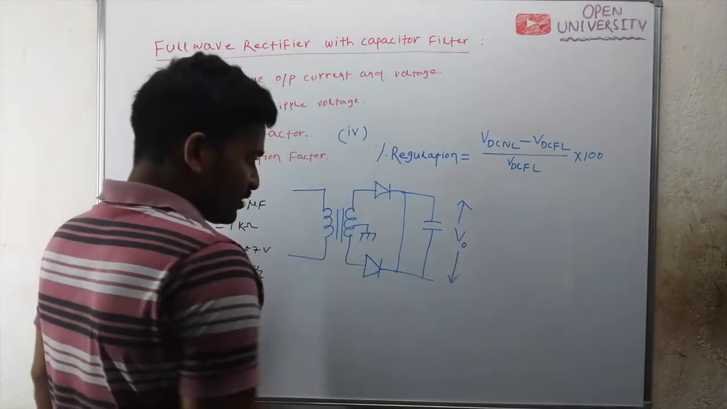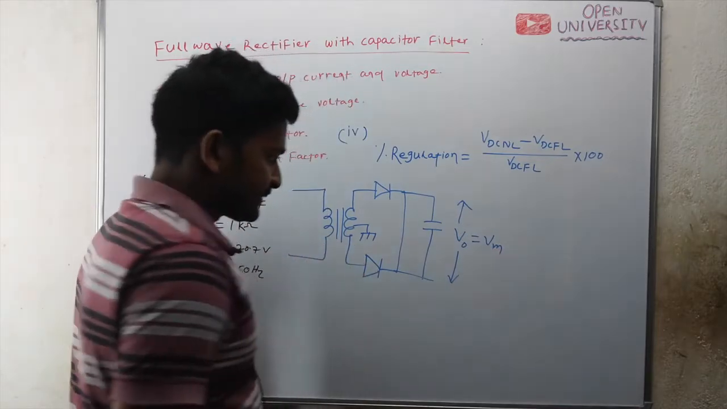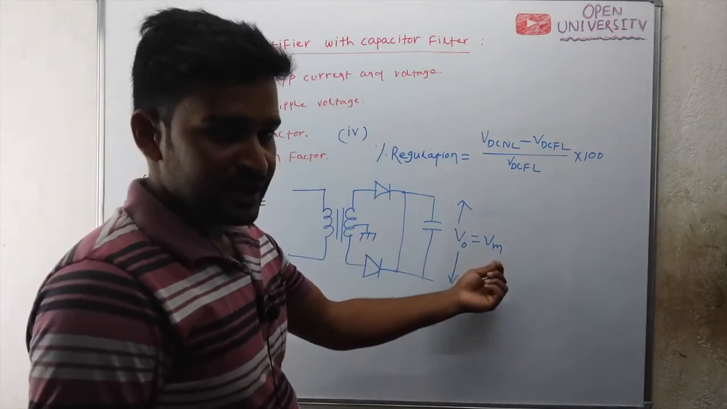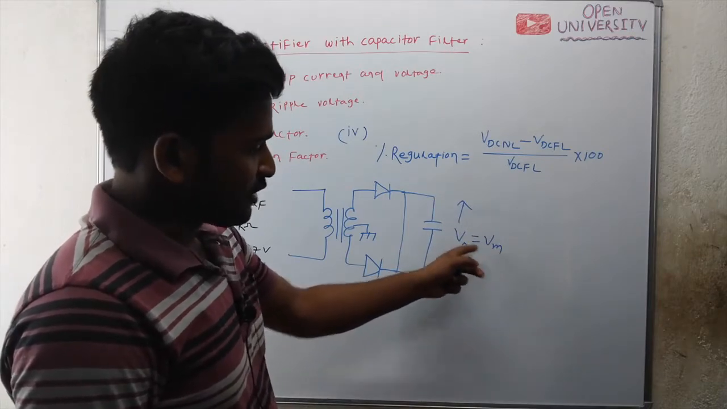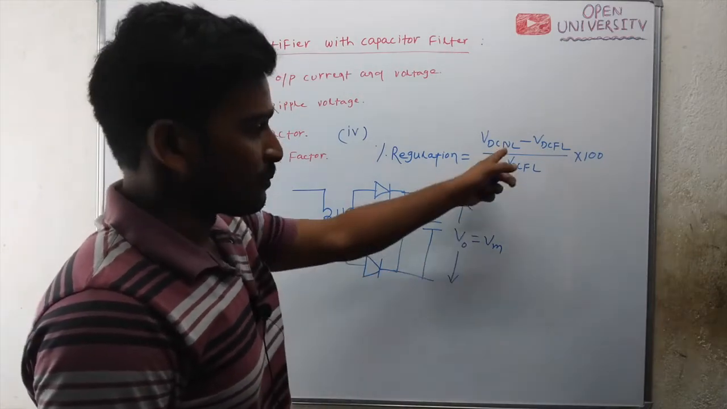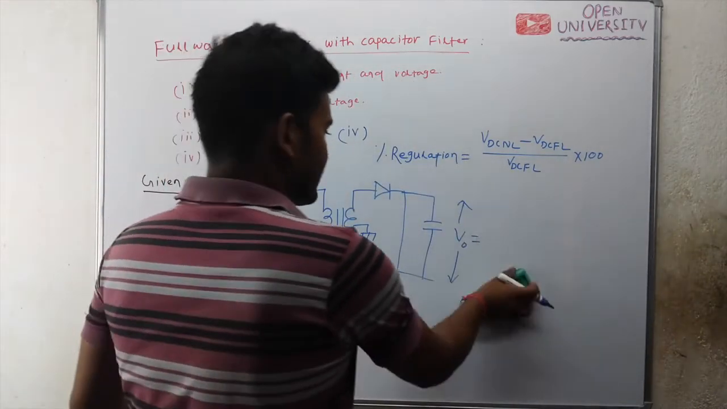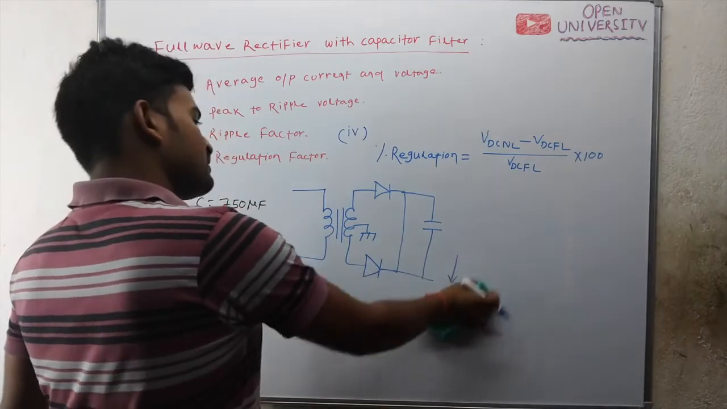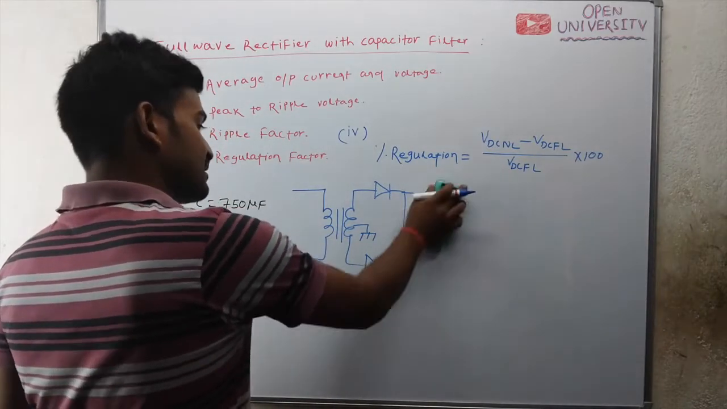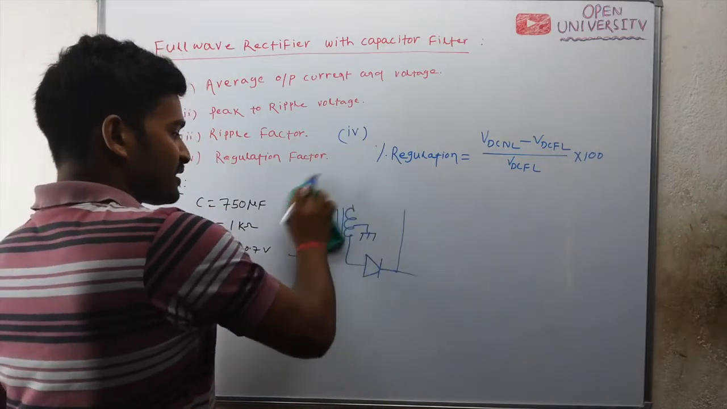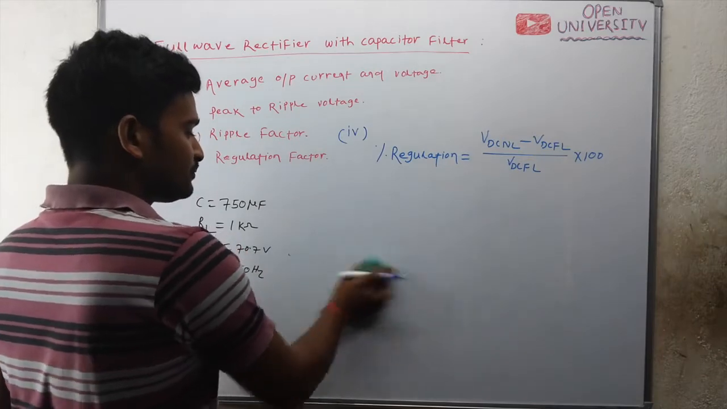In this case, what was the DC output voltage? It is Vm. The output voltage was constant at Vm because there was no discharge path. Now, this output voltage is nothing but the VDCNL. VDCNL is the DC output voltage when load resistance is not present. So you can write VDCNL is Vm.